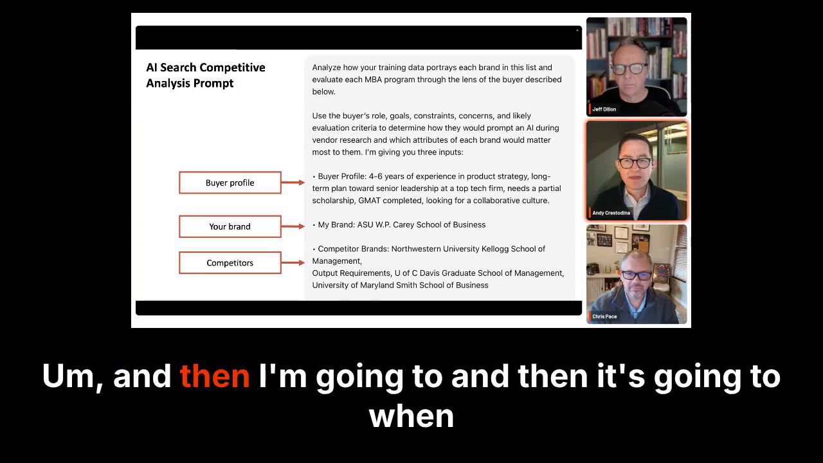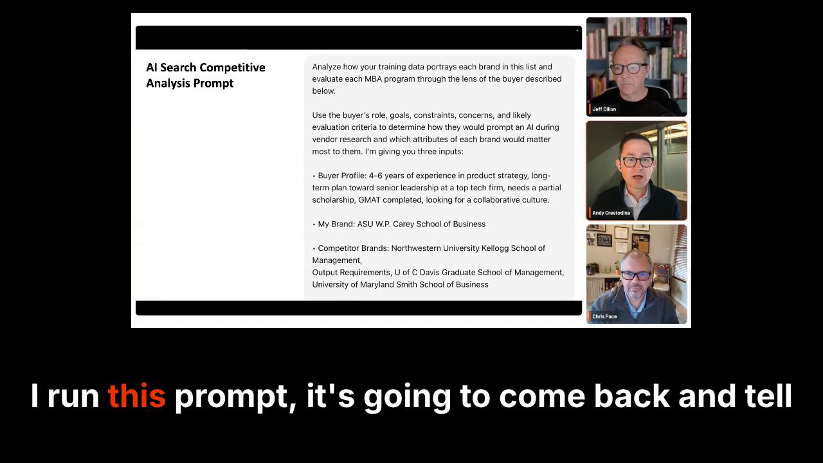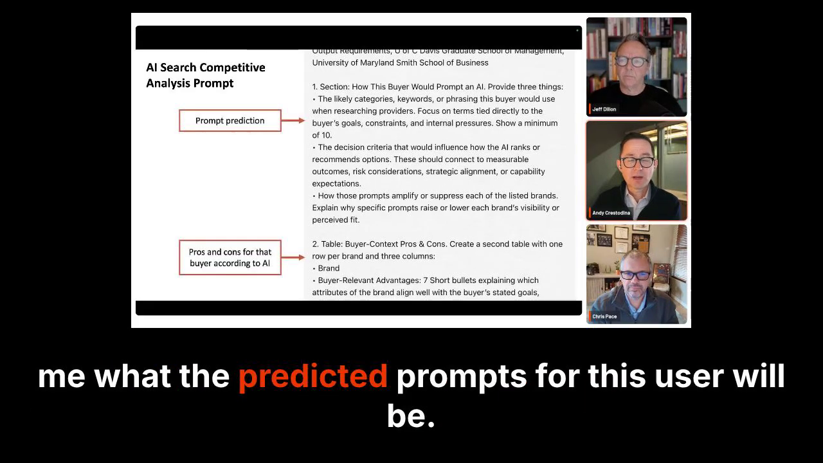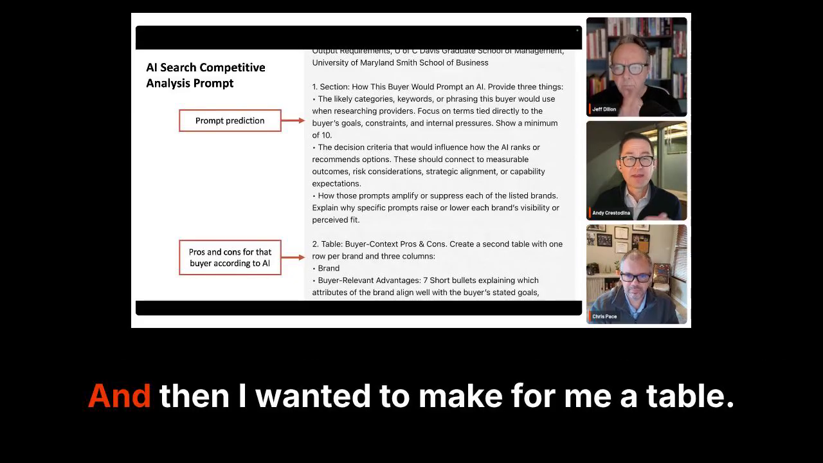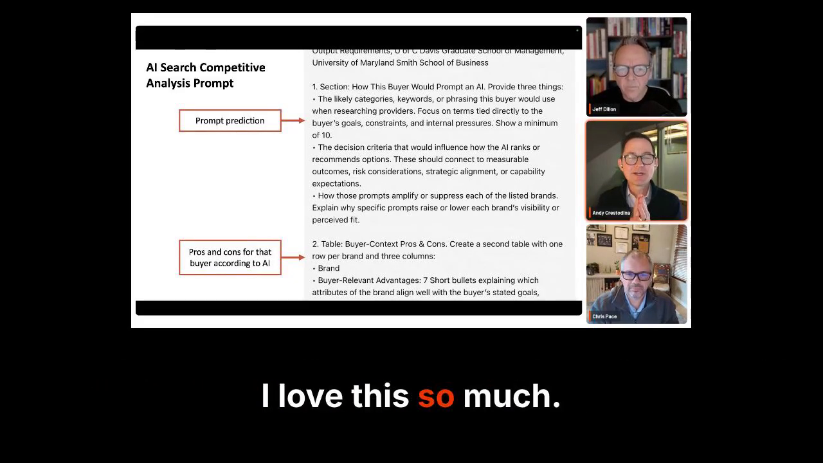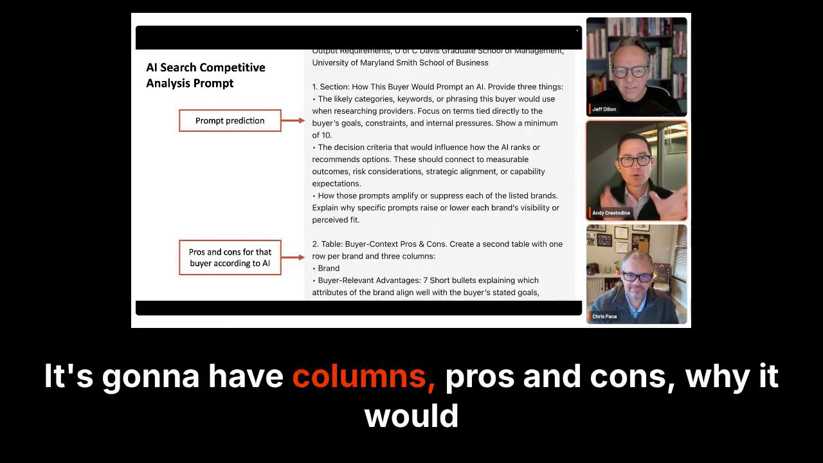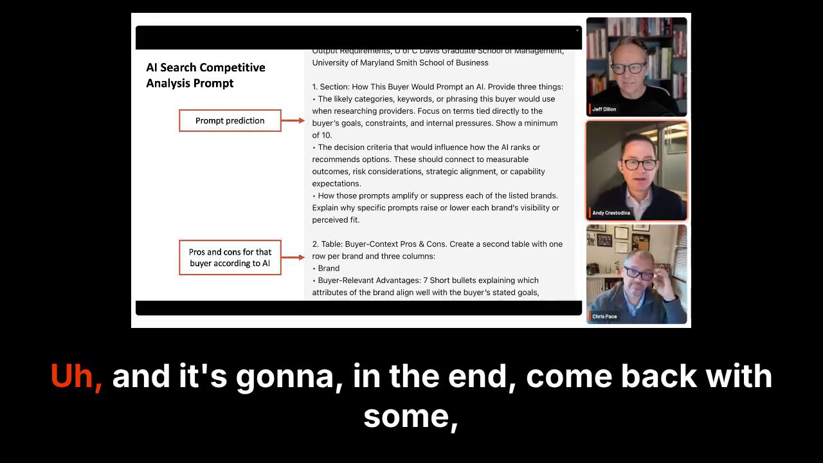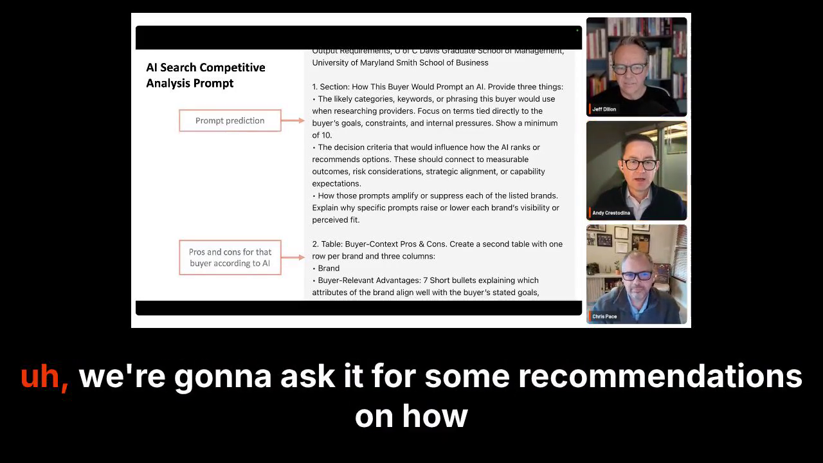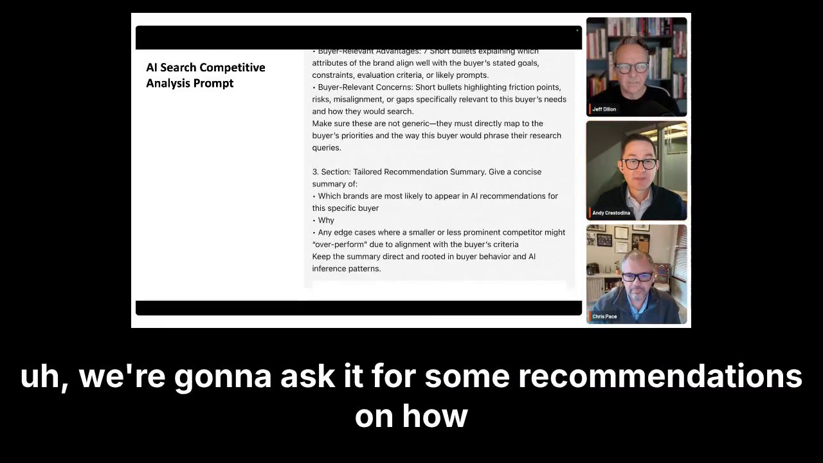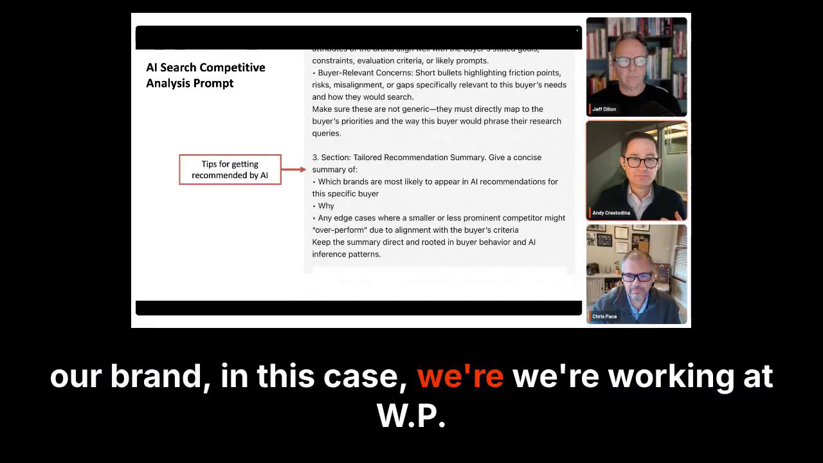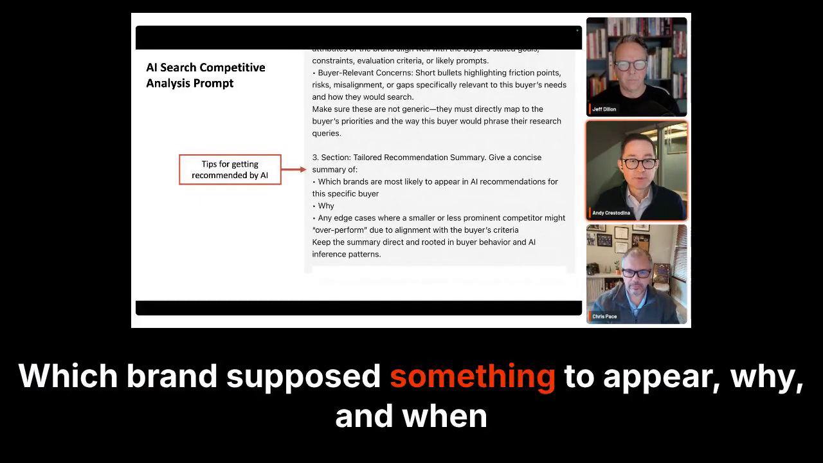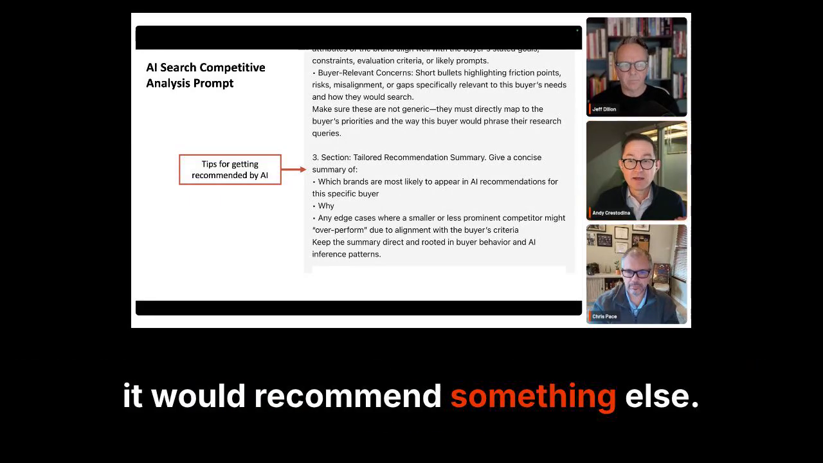And then when I run this prompt, it's going to come back and tell me what the predicted prompts for this user will be. And then I want it to make for me a table. I love this so much. It's going to have columns: pros and cons, why it would recommend WP Carey, why it would recommend these other brands. And in the end, we're going to ask it for some recommendations on how our brand, in this case, we're working at WP Carey, we're going to grow this school, which brand's most likely to appear, why, and when it would recommend something else.